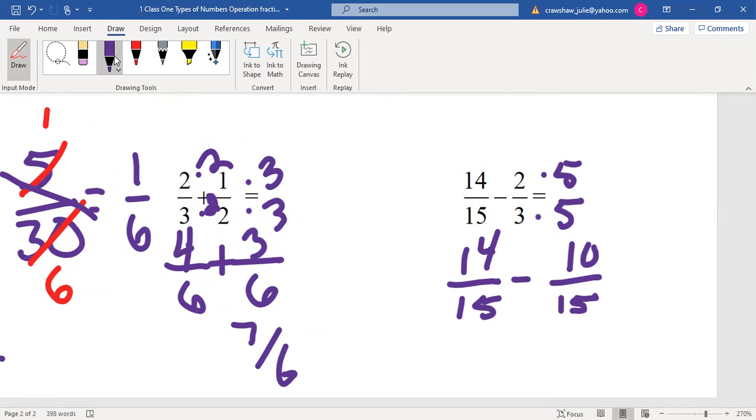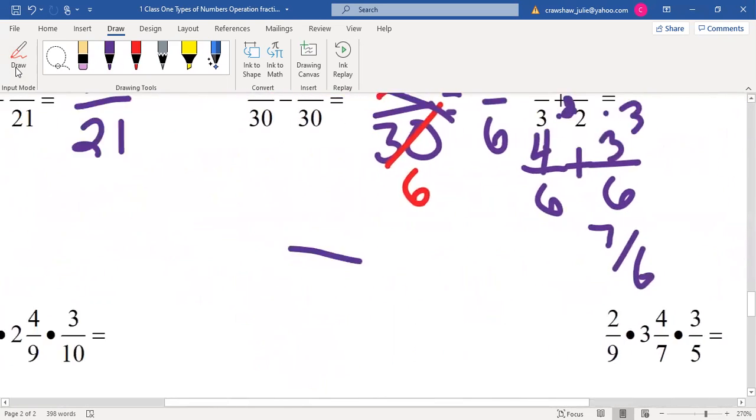14 minus 10 equals 4, and then I bring over the existing denominator. 4/15 does not reduce, so it's already in its reduced form.